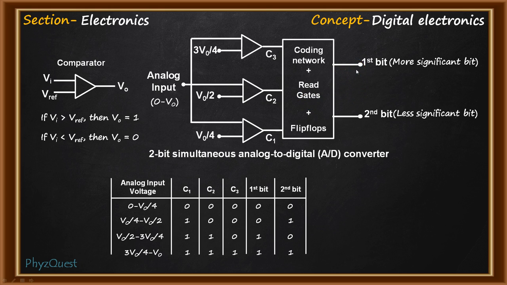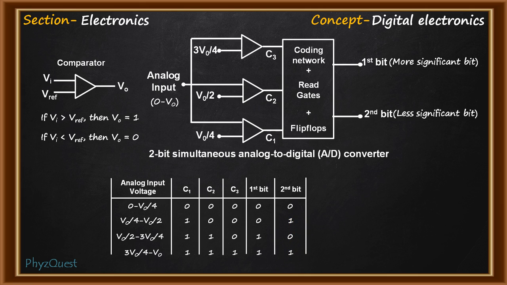Our question is to find the logic expression corresponding to the less significant bit. That is, we are considering this one. Out of the 4 digital output combinations 0 0, 0 1, 1 0 and 1 1, these two combinations, 0 1 and 1 1, will have an output of 1 for the less significant bit. So these two have an output for the second bit, or the less significant bit.